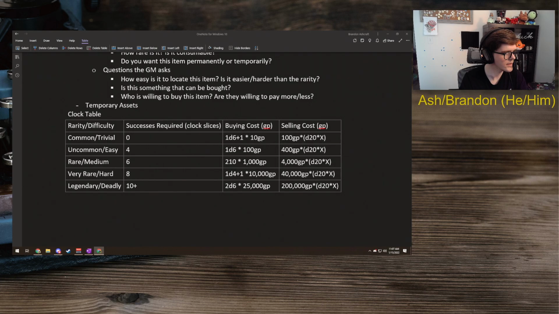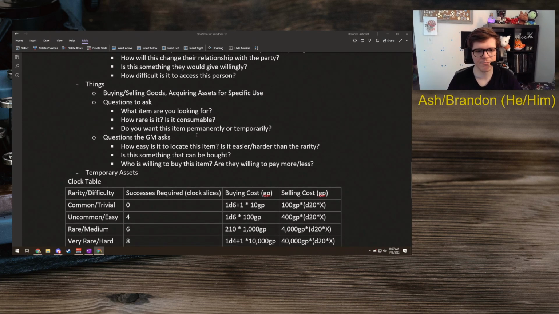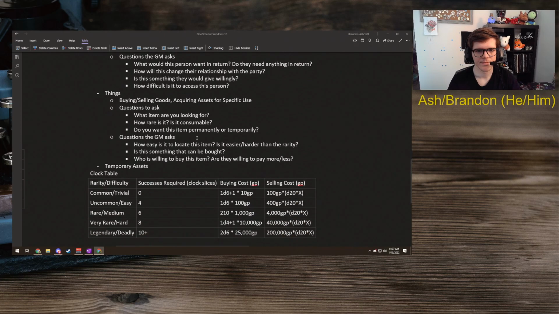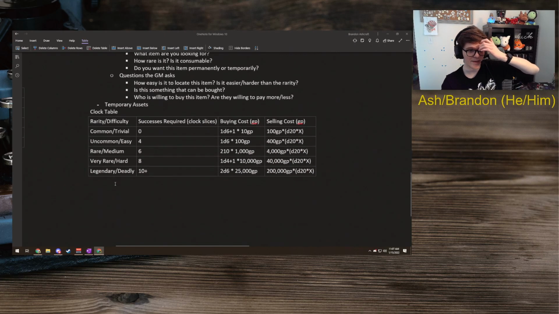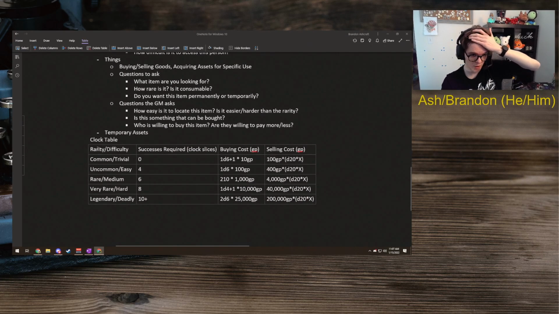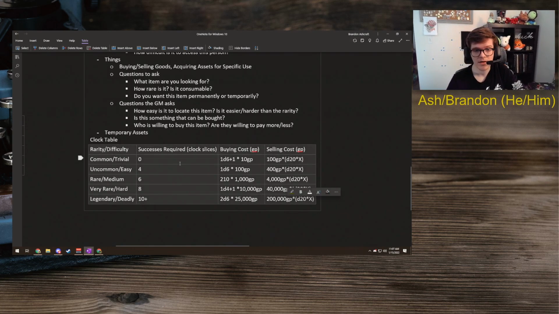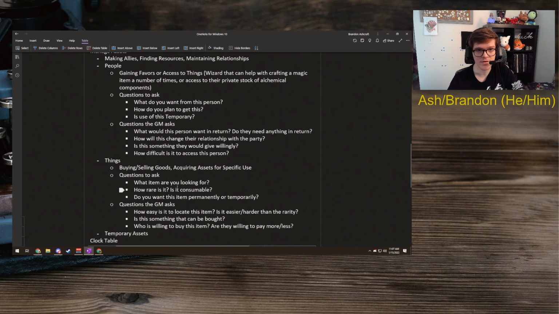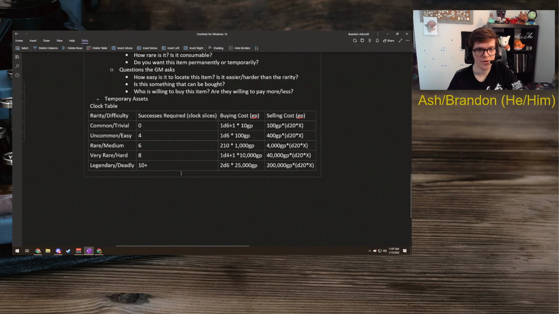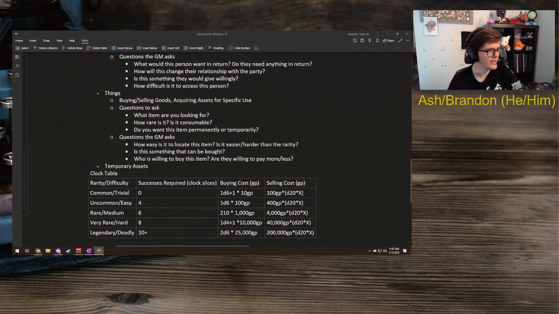Second. There we go. So this is like the baseline for managing assets. All you really need is this table right here, and then asking these questions.